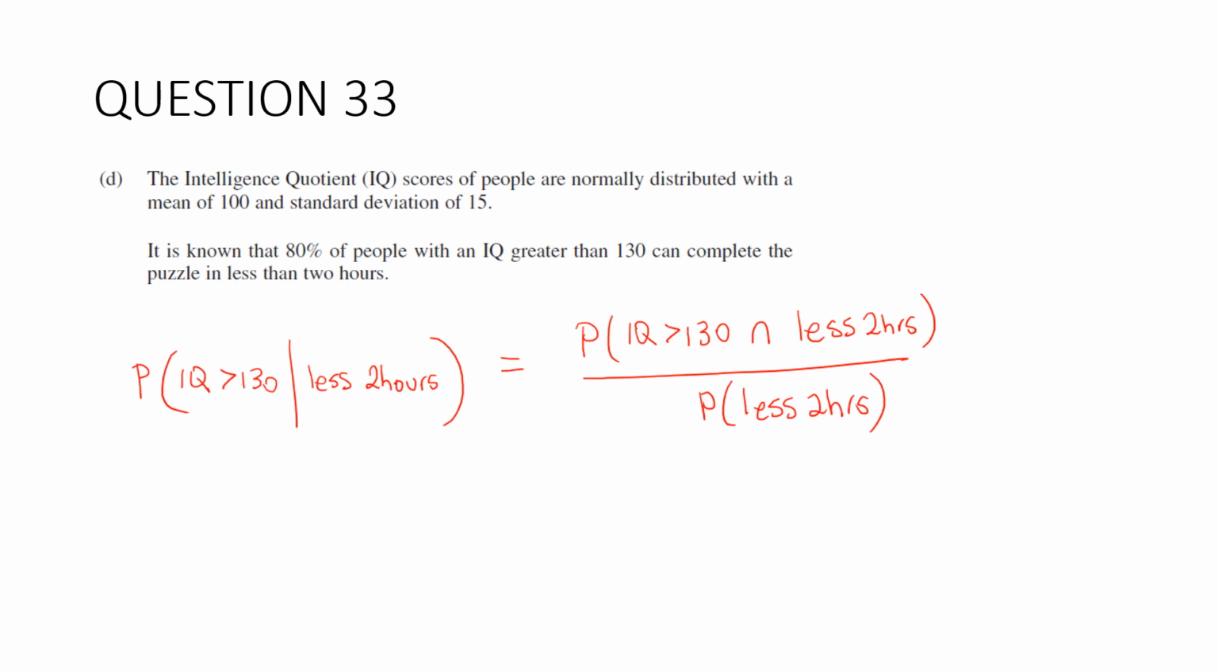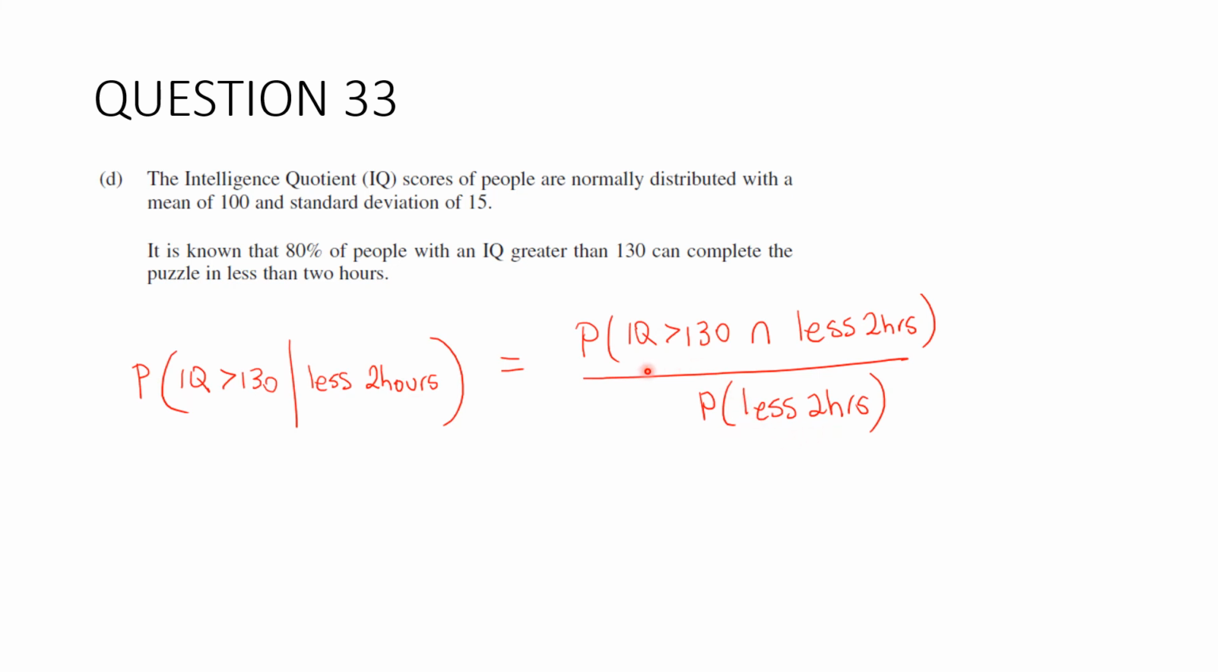We want to work out the probability that a particular person has an IQ greater than 130 and they complete the puzzle in less than 2 hours. Now we know this bit, 80% of people with an IQ greater than 130 complete it in less than 2 hours. So that bit there is 80%. This is the probability that any particular person completes it in less than 2 hours, which we just worked out. It was log base 10 of 2.